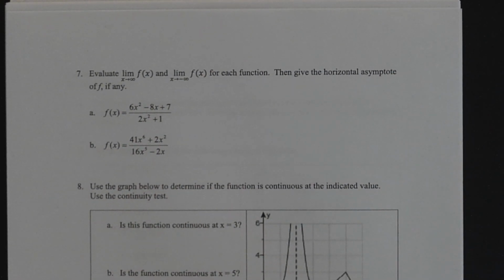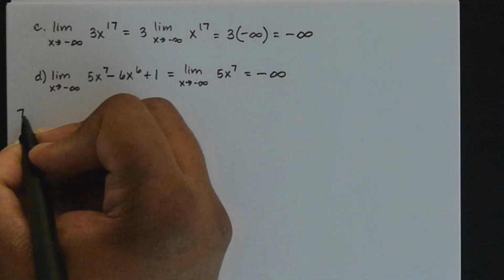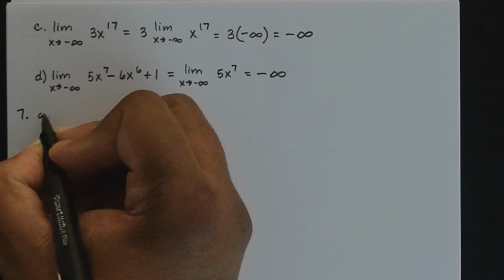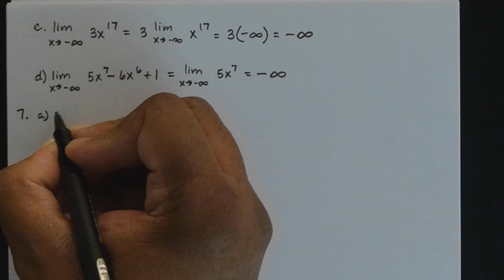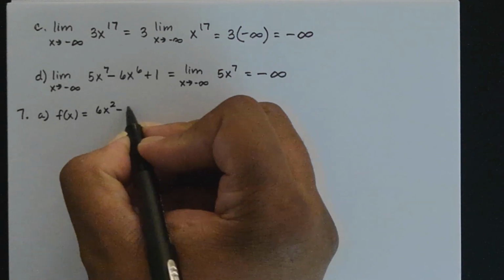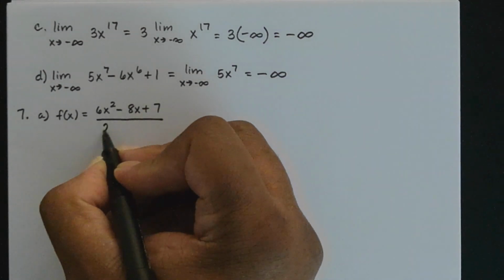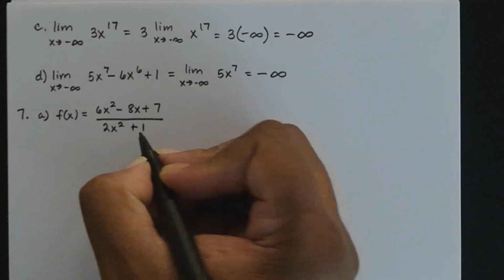is this. We're going to evaluate the limit as x approaches infinity of f of x and the limit as x approaches negative infinity of f of x for each function, then give the horizontal asymptote of the function f, if any. Okay, so that's how we evaluate limits to find out our horizontal asymptotes, if there is one. So in part A, we've got f of x equal to 6x squared minus 8x plus 7, whole thing divided by 2x squared plus 1.